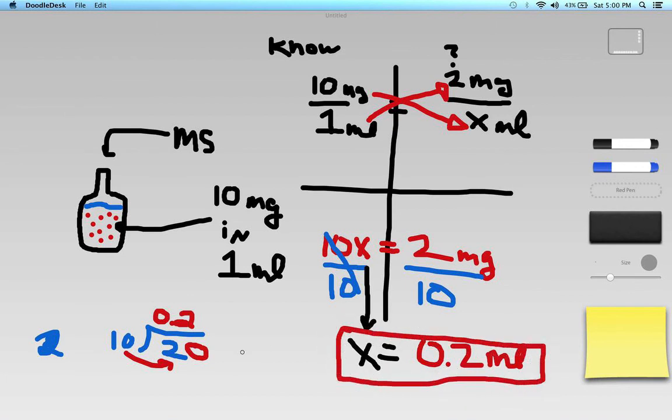I've arrived at the answer. And what this says is if I pull out 0.2 of that 1 milliliter, so instead of the whole milliliter being 10 milligrams, 0.2 milliliters of that will give me my dose of 2 milligrams.